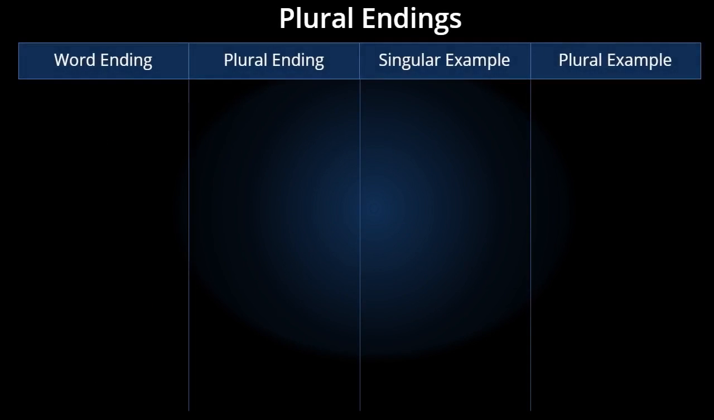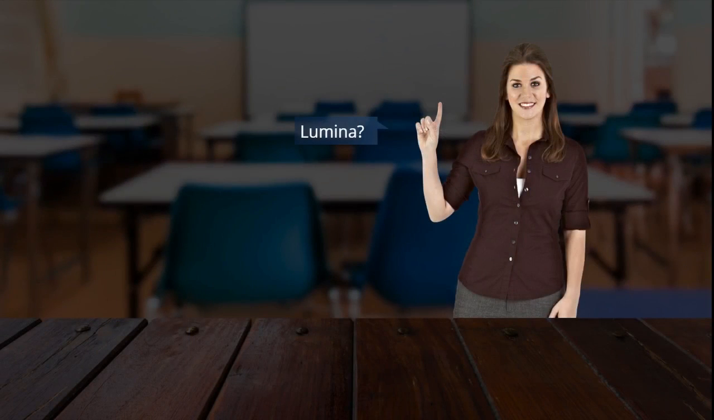There are certain guidelines that we need to keep in mind when changing from singular to plural form. Words ending with the letter A have a plural ending of AE. Think of the word vertebra, which ends with an A. The plural for that would be vertebrae. Words ending with EN have a plural ending of INA. For example, lumen. So the plural of lumen will be lumina.